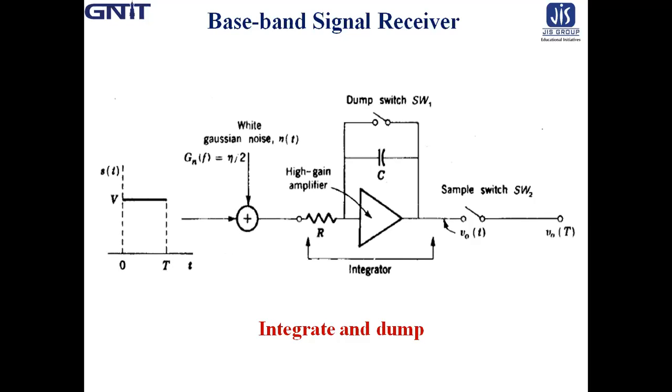Now, this is the baseband receiver circuit. The signal s(t) with added white Gaussian noise. So we are assuming that the noise is white Gaussian noise, AWGN, n(t), whose power spectral density Gn(f) is equal to eta by 2. Here it is presented to an integrator.